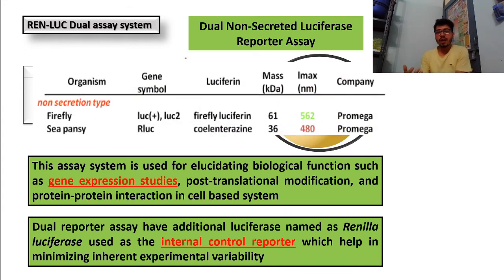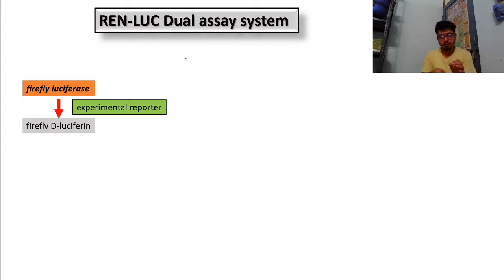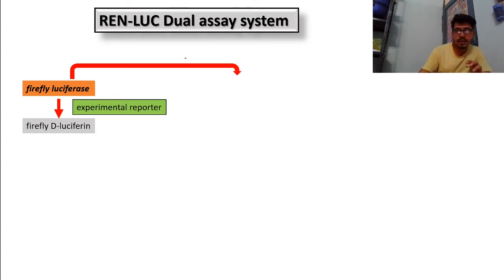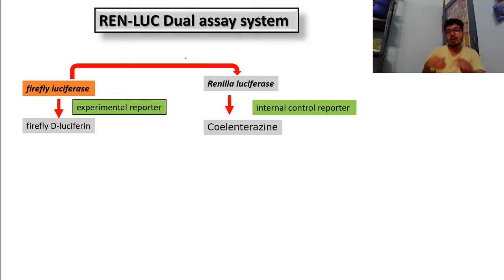At what wavelength does firefly luciferase work? These are some mentioned parameters, such as maximum emission and how many kilodaltons the proteins are. These are various parameters of the firefly and Renilla luciferase enzymes. Firefly luciferase is attached to an experimental reporter, meaning you have attached firefly luciferase with the gene of interest. And you are attaching Renilla luciferase with an internal control promoter.